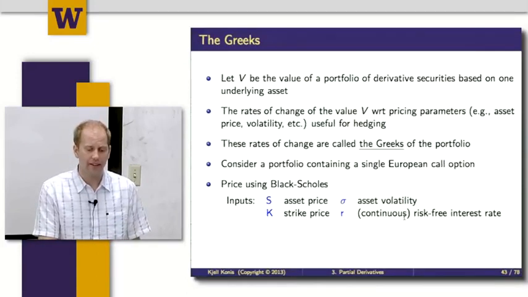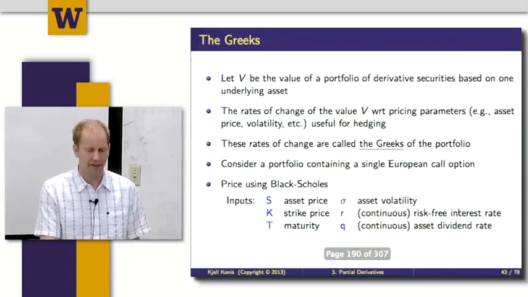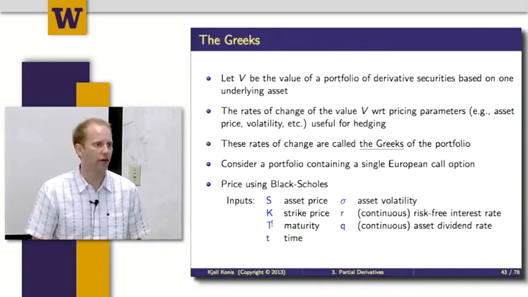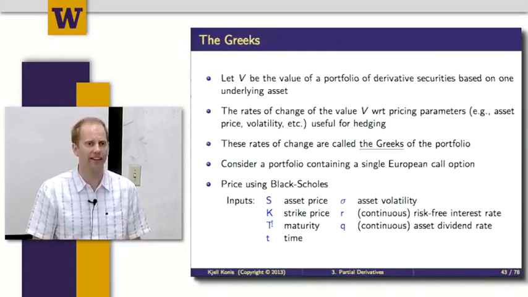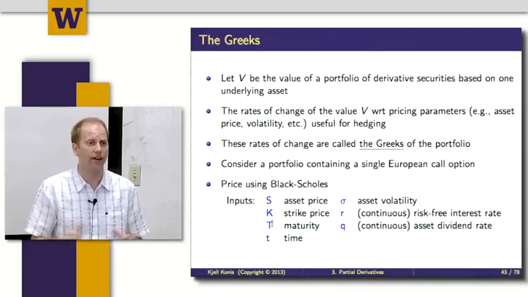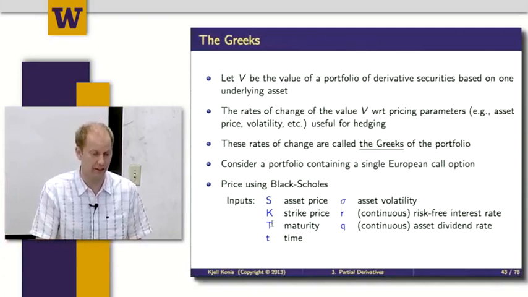Little r is a continuously compounded risk-free interest rate. Capital T is the maturity date. Q is the asset dividend rate, and this is a continuously compounded rate as well. And then little t is going to be time. So you could think of that as the current time. And really the way capital T and little t are going to show up in the pricing formula is capital T minus little t. And so that means some date in the future minus today. And so that quantity, capital T minus little t, you can think of that as the time left until the maturity of the contract.